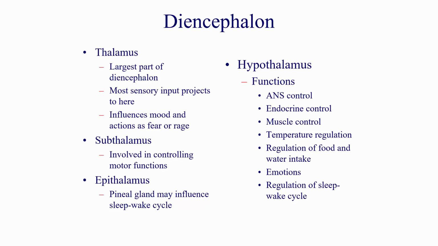So again, looking at the diencephalon, the thalamus is going to be the largest part of the diencephalon. Most sensory input projects here and it influences mood and actions such as fear or rage. Think of the thalamus as kind of a filter because you are being bombarded by outside stimuli. You're probably not even thinking about or realizing the feeling of your clothes up against your skin, unless you're wearing something very uncomfortable, but you don't really notice if you're wearing socks or the shoes that are on your feet or your pants, or shirt or blouse that are touching your skin. Typically, we kind of filter those sensations out.